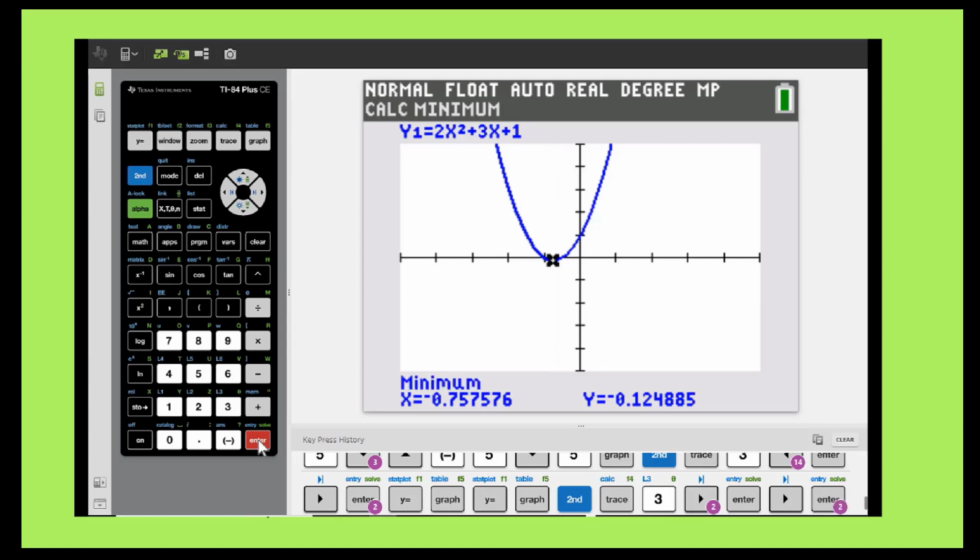Interesting. So it's -3/4. Well, it says -0.75, which is -3/4. Then essentially it's -0.125, because we're going to round that. So -0.125 for our y.